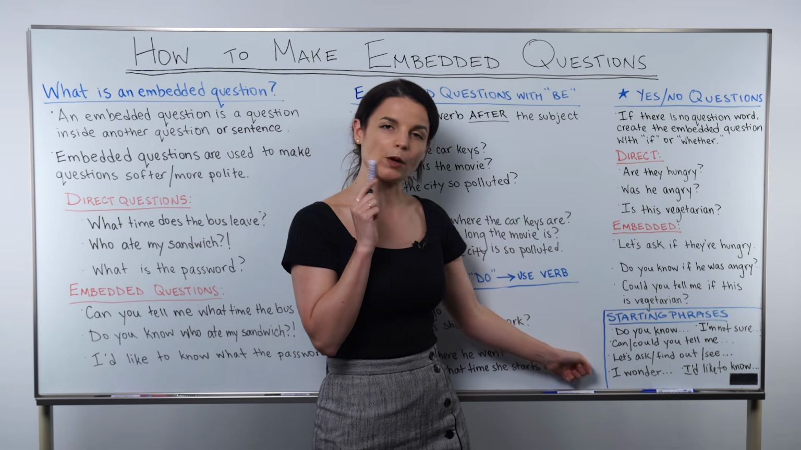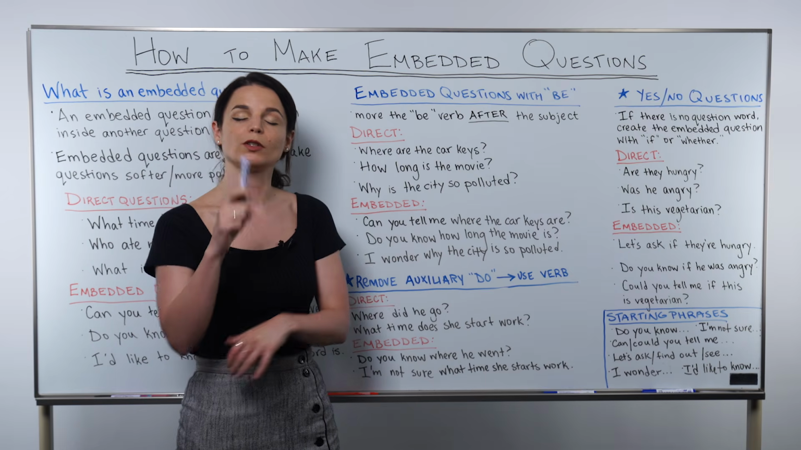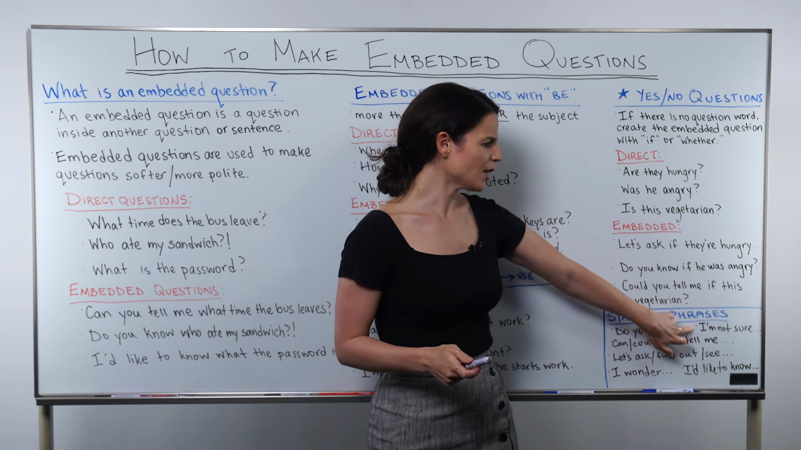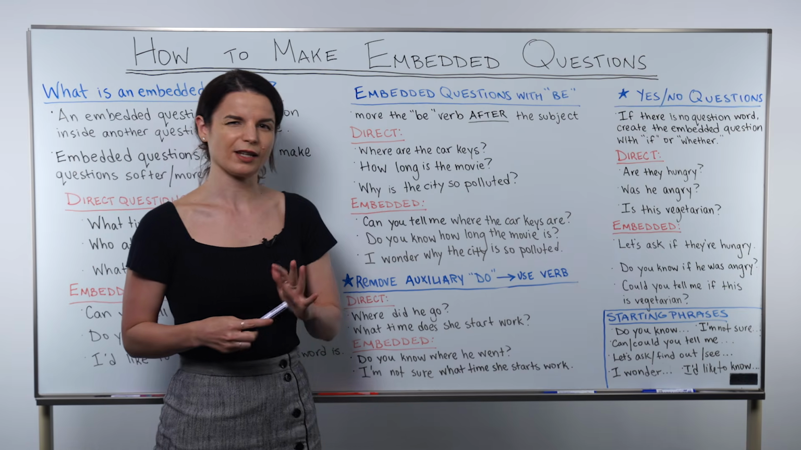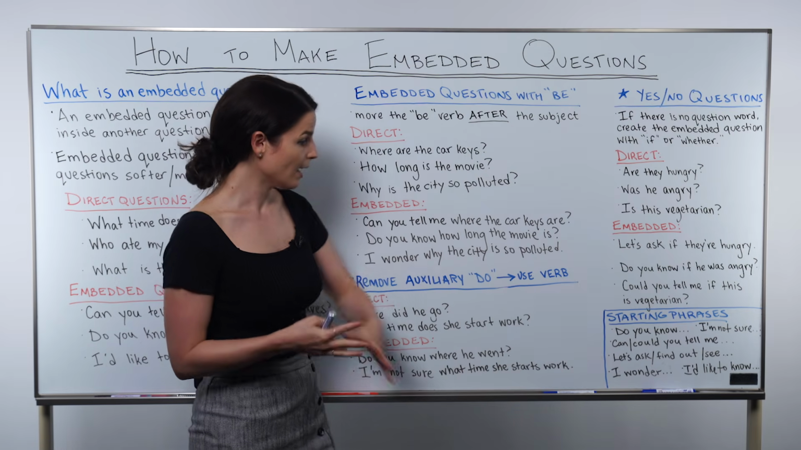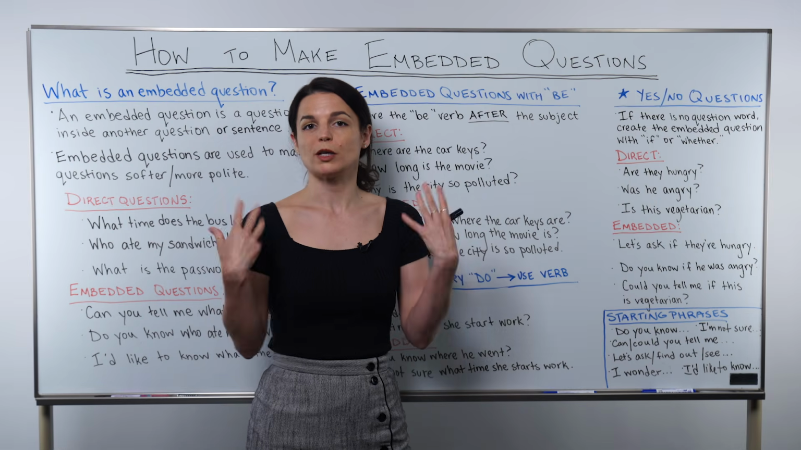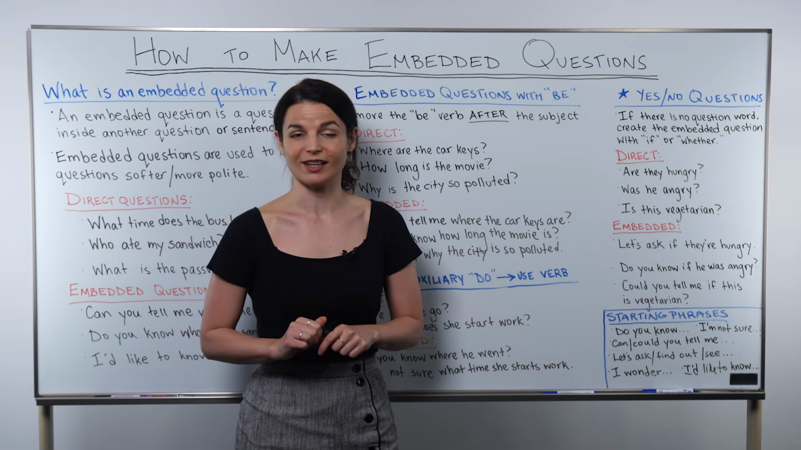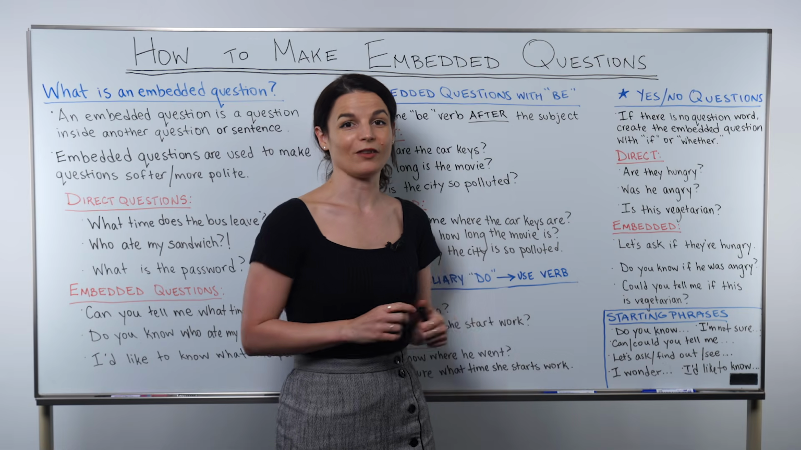The next one is I wonder. We saw this here. I wonder why the city is so polluted. So we can use this to kind of think out loud. And the last two, I'm not sure. We saw this here. I'm not sure what time she starts work. So we can use this to express some uncertainty. And the last one, I'd like to know. So when you want to politely request information, I'd like to know what time the bus leaves, and so on. So these are just some examples. There are some more as well, but these are very, very common.